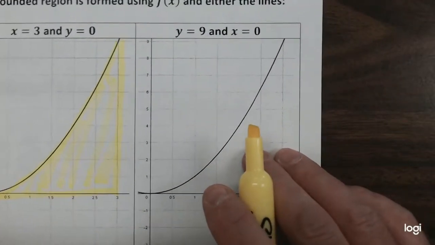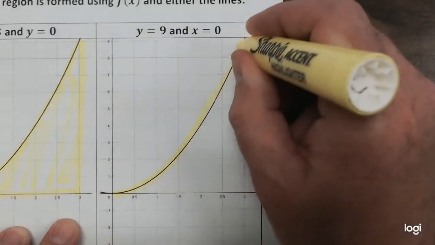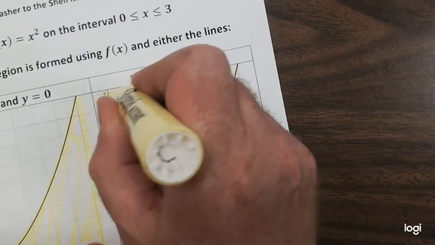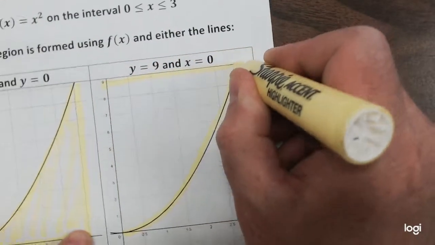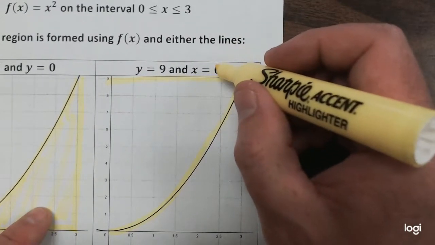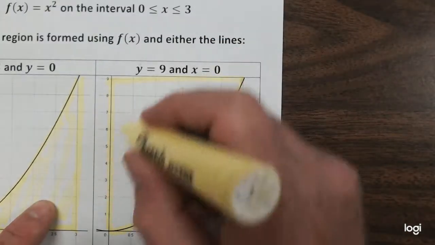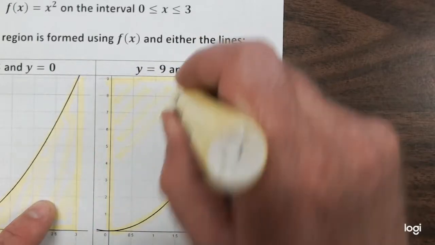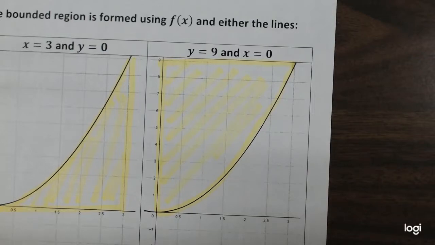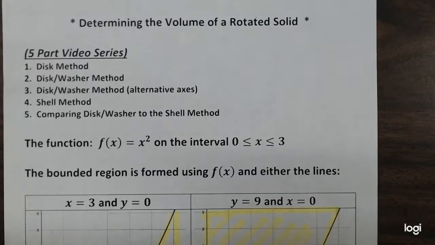Other examples will sometimes use, again, this function y equals x squared, the line y equals 9, that's a horizontal line where every y value is 9, and then the line x equals 0, also known as our y-axis right here. If we look at these as our boundaries, we can see what the bounded region is here. So some of these examples are going to use this as our bounded region. Okay, so that's a little introduction. Let's get started now with part 1, learning the basics of the disk method.